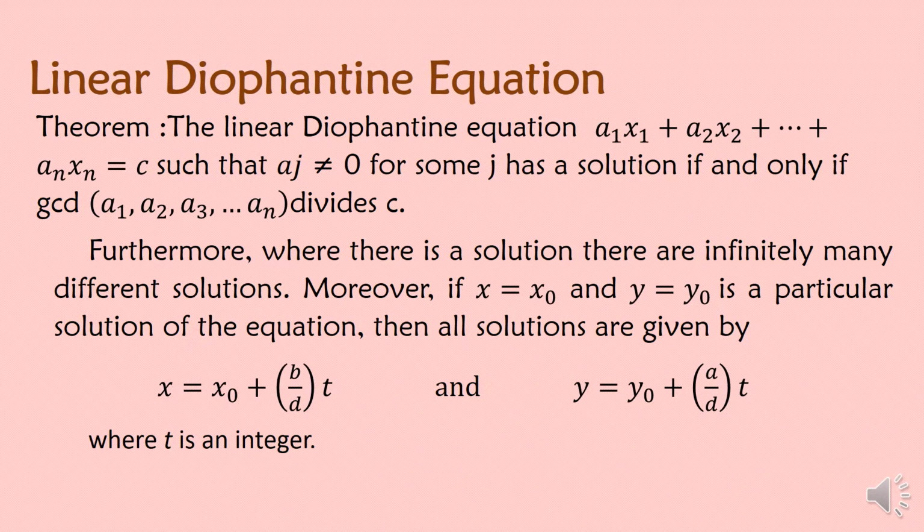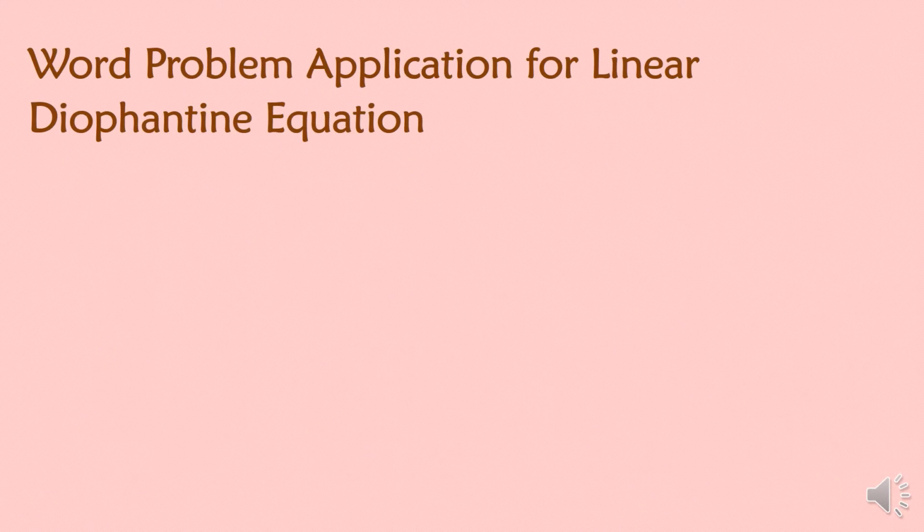Moreover, if x = x_0 and y = y_0 is a particular solution of the equation, then all solutions are given by x = x_0 + (b/d)t and y = y_0 - (a/d)t, where t is an integer. Since I'm done with the discussion, let's proceed to the word problem application for linear Diophantine equation.